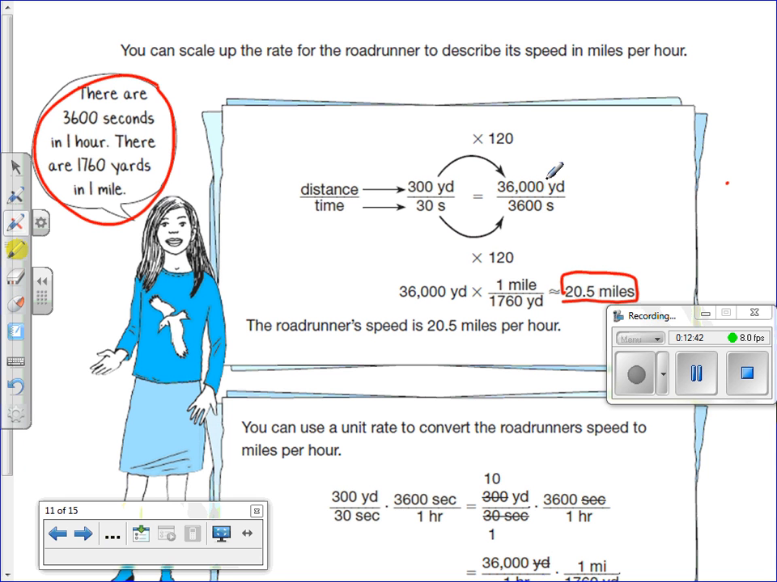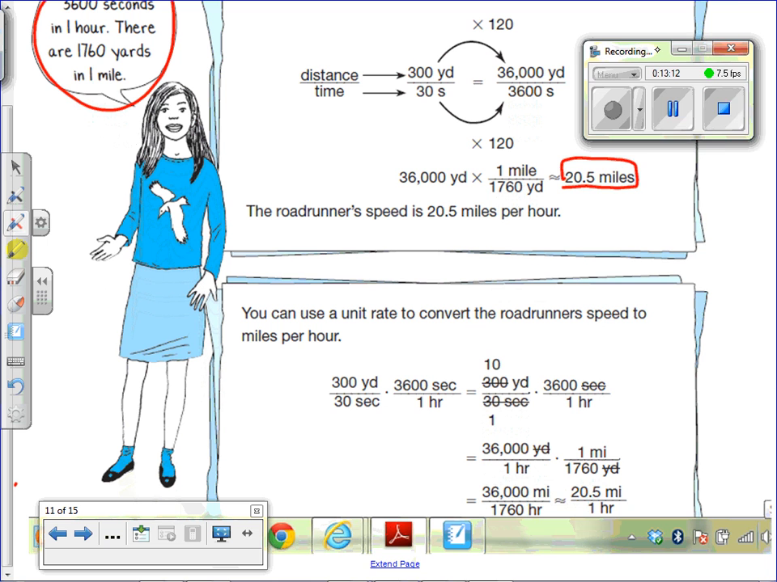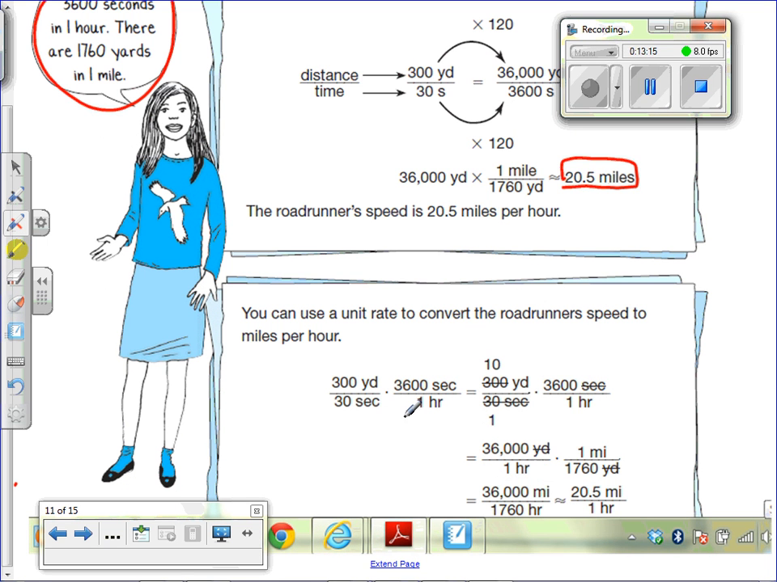So then the equivalent would be, if we converted the yards to miles, I would have to divide by 1760 to get the 20.5. So basically 36,000 divided by 1,760 would give you that approximation of 20.5 miles per hour that the Roadrunner would be running. You can use a unit rate to convert the Roadrunner's speed to miles per hour again, doing the same thing as we saw previously, to end up getting that 20.5 miles per hour.